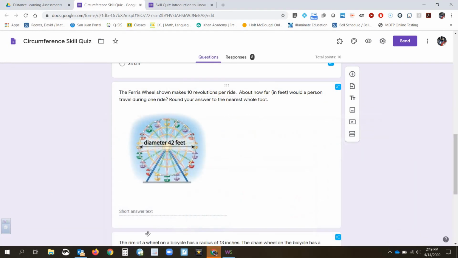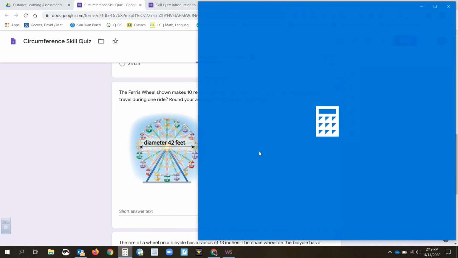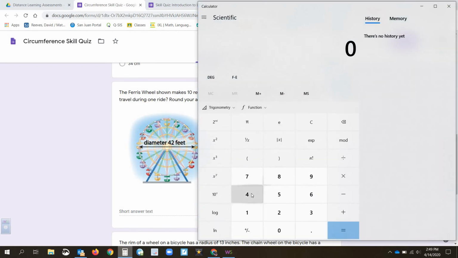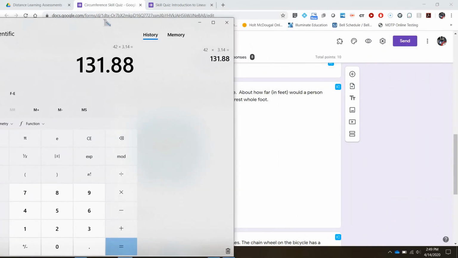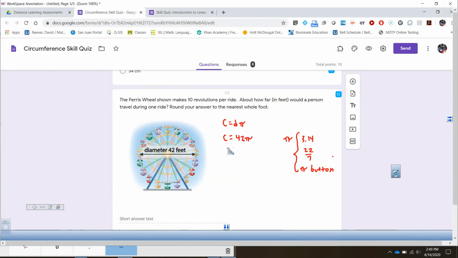So I'm going to go to my handy dandy calculator and pull that up. And I'm going to put in the diameter of 42, and I'm going to multiply by 3.14. And when I do that, I get a circumference of 131.88. So my circumference is about 131.88, and these would be feet.